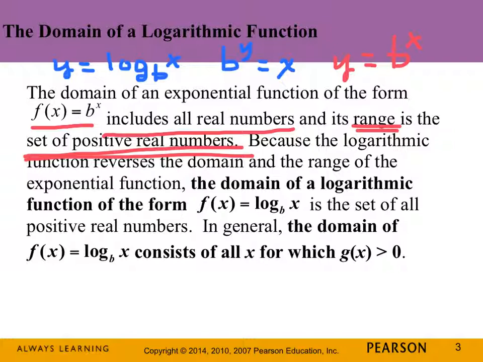And just something really important to remember, the domain of a log function in this form, f of x equals log base b of g of x, is going to be all x's that satisfy g of x is greater than 0.